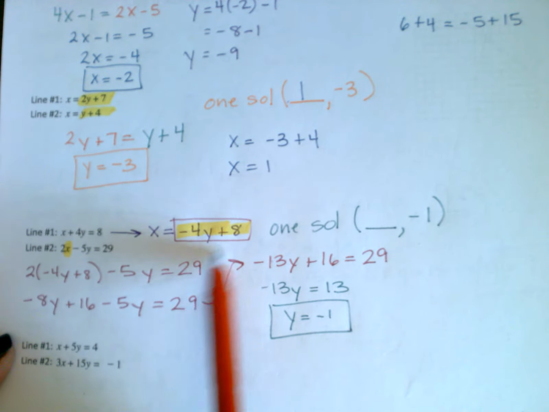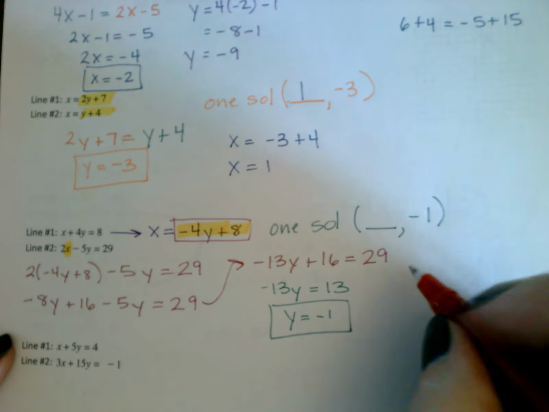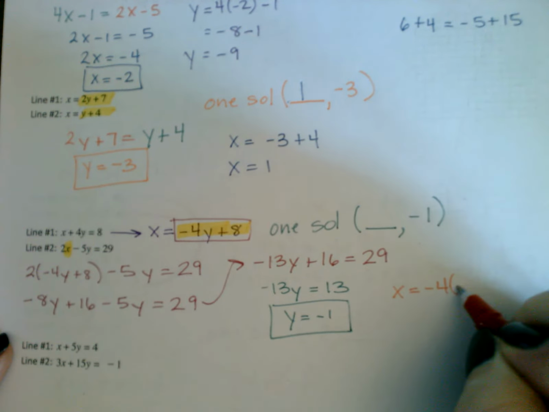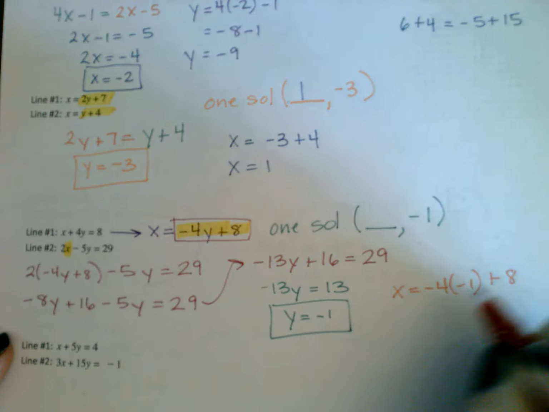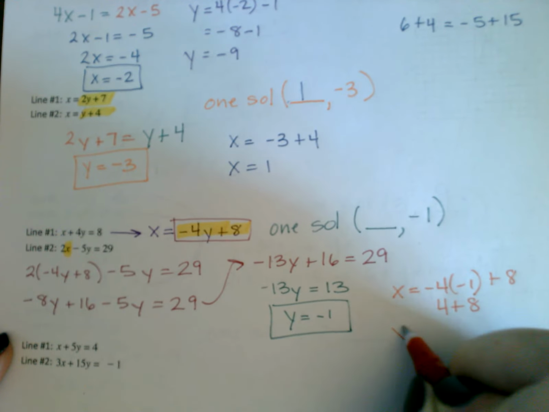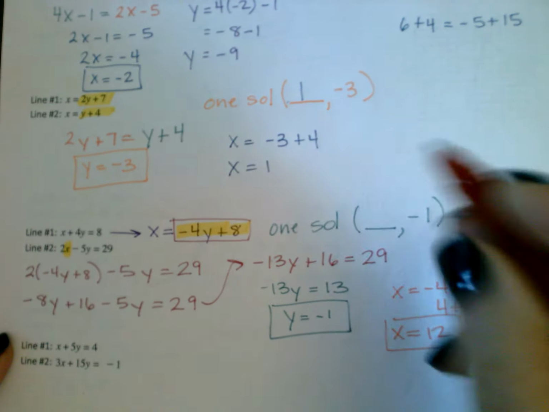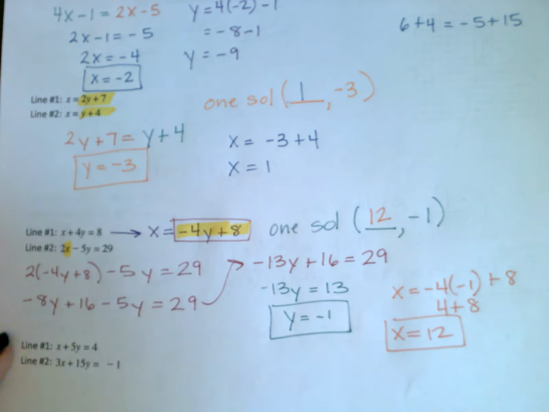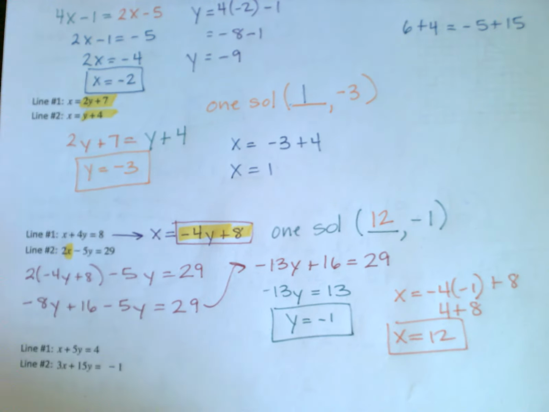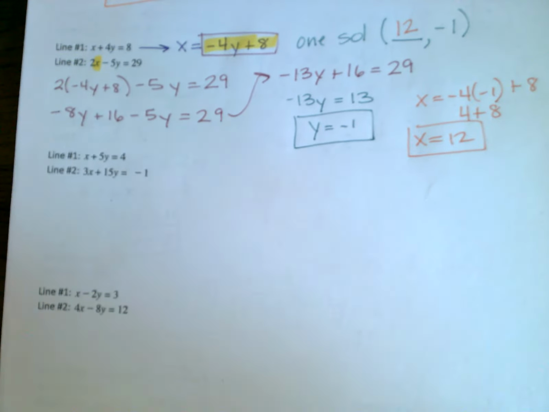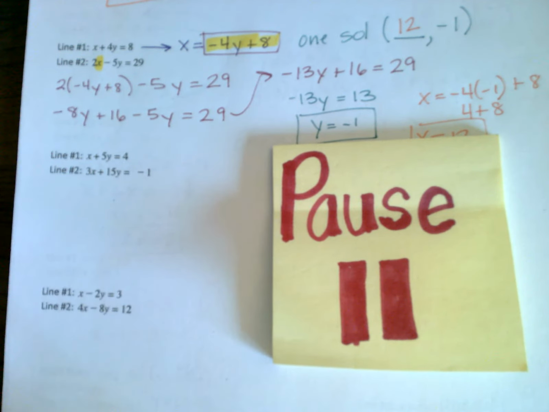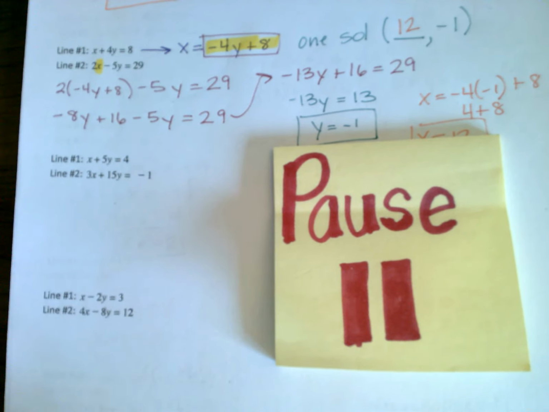You could substitute that into the two original equations, or you can use that one. So I will have x equals negative 4 times negative 1 plus 8. 4 plus 8, x would equal 12. Those two lines would cross at the point (12, negative 1). I would like you to pause the video and try this problem. Manipulate one of the two equations, I don't care which. We'll compare answers in a moment.